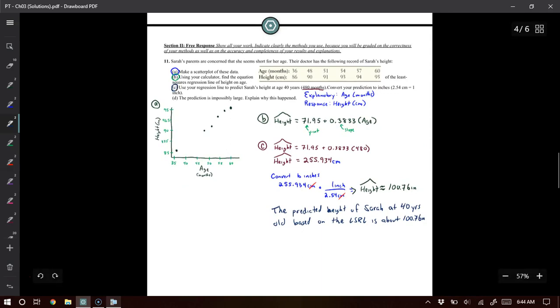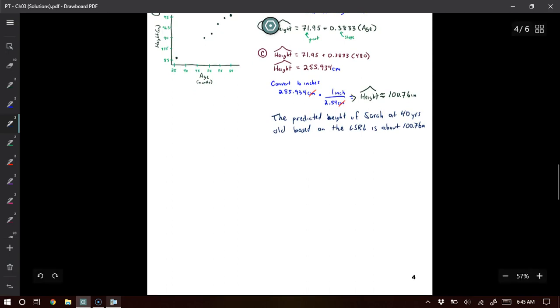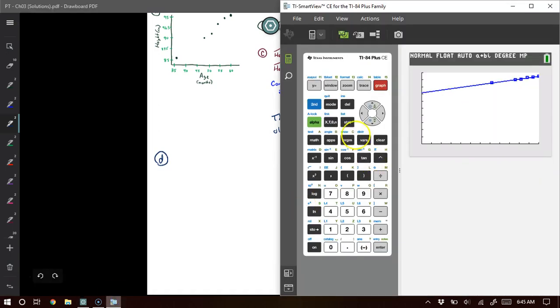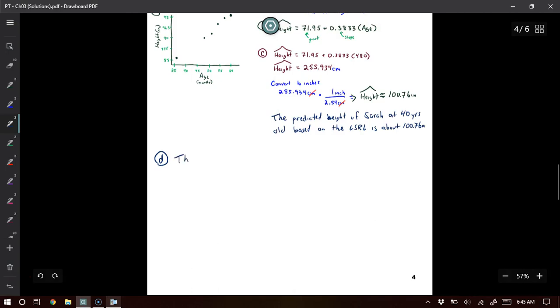D is asking us one other thing. It says the prediction is impossibly large. Explain why this happened. Well, 100.76 inches, now that is a really large height. I mean, let's take a look. 100.76, I'm going to divide by 12. That's 8.4 feet. So the height is approximately maybe around 8 feet 4 inches, if you can do the conversion, or 100.76 inches total, which is too large.